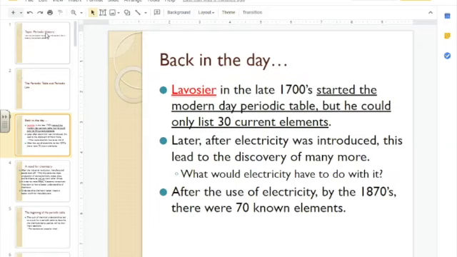Later, after electricity was introduced, this led to the discovery of many more. So what would electricity have to do with it? Well, a lot of instruments used to help identify elements run on electricity. So with electricity being there, that helped a lot. And then after the use of electricity by the 1870s, there were 70 known elements. So just with the introduction of electricity, they were able to more than double how many elements were known.